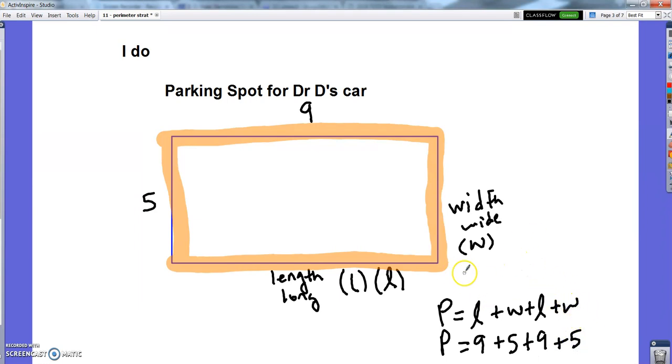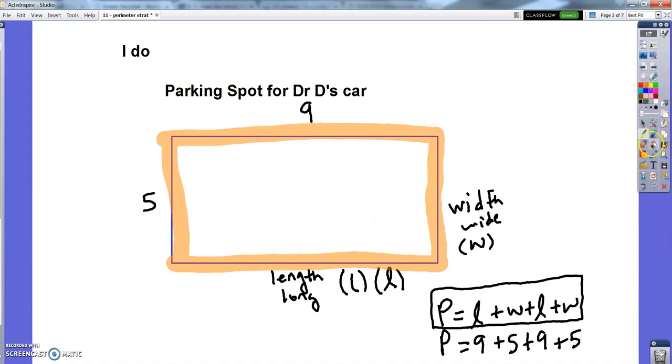So this is what's called a formula for perimeter. It is the length plus the width plus the length plus the width. There's actually another one. There's two different formulas that kind of mean the same thing. And let me show you what that second one is too.